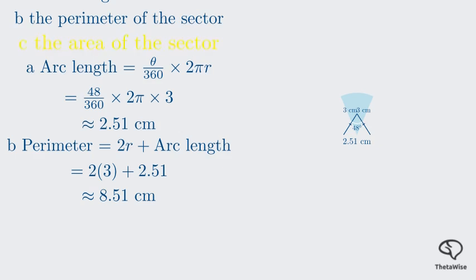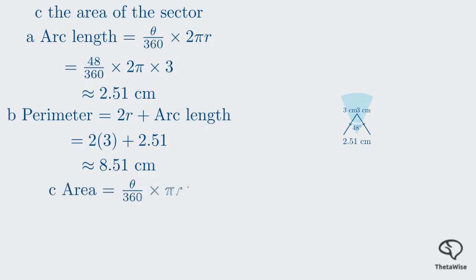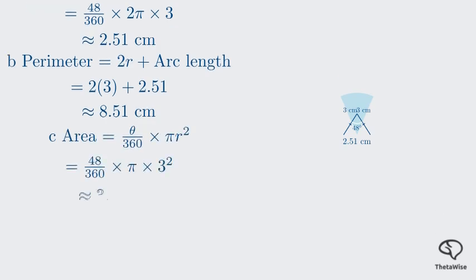Finally, for the area of the sector. Using the formula area equals theta over 360 times pi r squared, we substitute the values. Theta is 48 and r is 3. This gives us 48 over 360 times pi times 3 squared. The calculation yields an area of approximately 3.77 square centimeters. This represents the space enclosed by the sector.